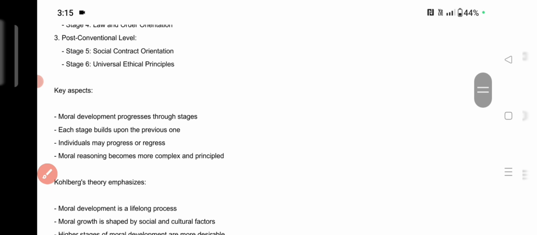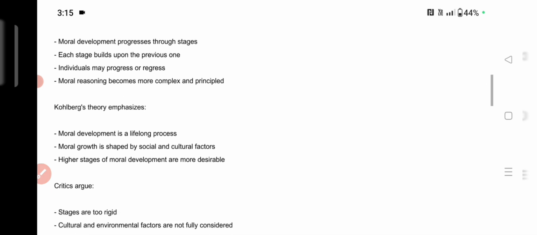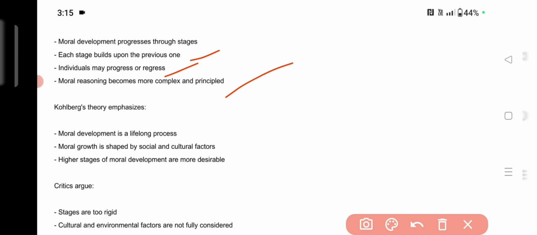So key aspects are: moral development progresses through stages. Each stage is built upon the previous one. Individuals may progress or regress. So the moral reasoning becomes more complex and principled. Kohlberg's theory emphasizes these three concepts: moral development is lifelong, moral growth is shaped by social and cultural factors, and higher stages of moral development are more desirable.